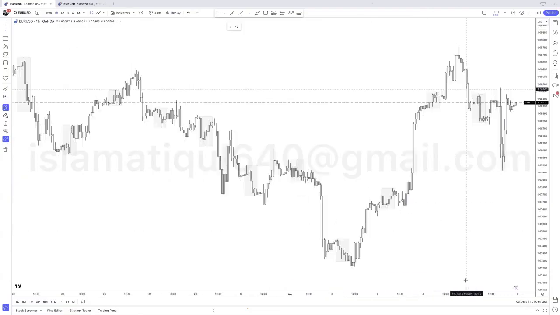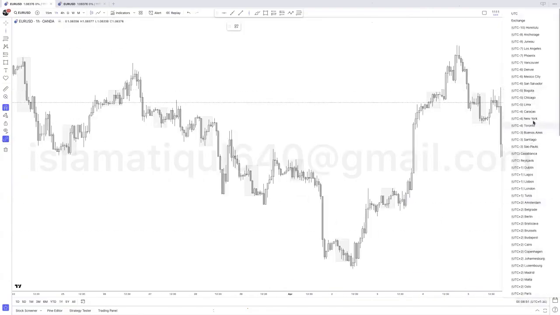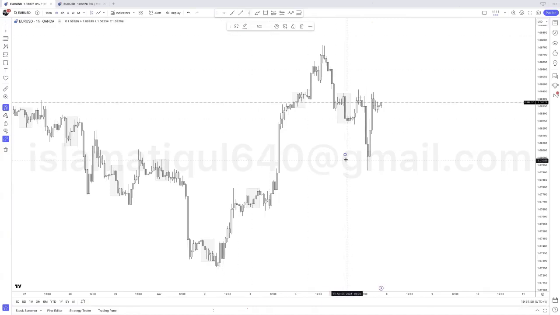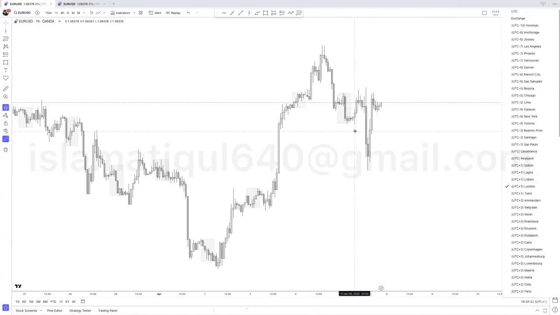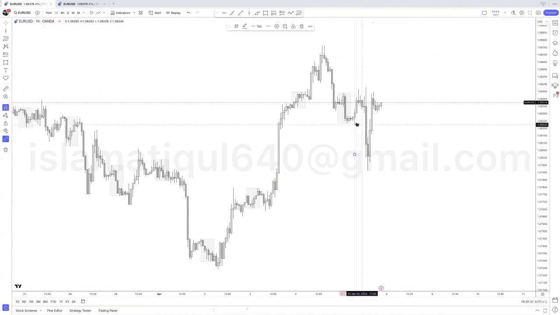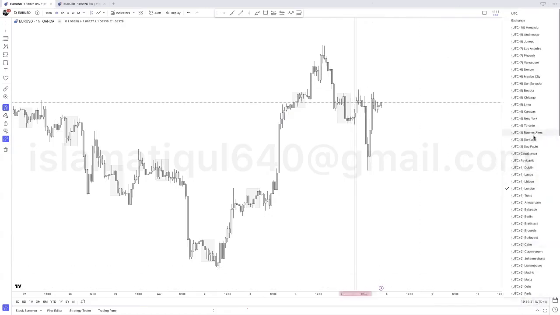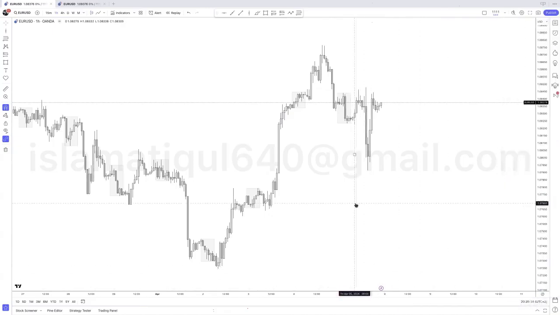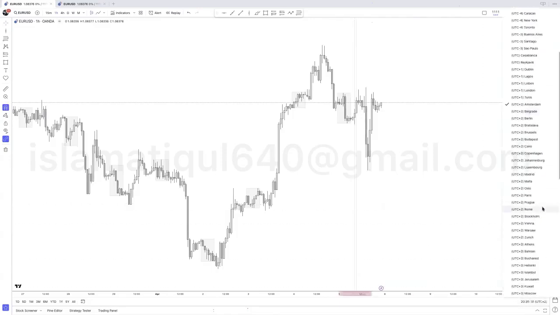If you want to know what time London is opening, set your time to London time, and 8 a.m. London time is when London is opening. That's it, very simple. Always 8 a.m. London time is when London is opening, and 7 a.m. London time is when the London Kill Zone is opening. Or else the London Kill Zone is the Frankfurt session, so maybe Amsterdam time, or maybe Germany time or whatever.